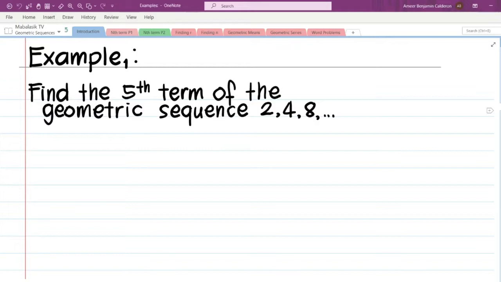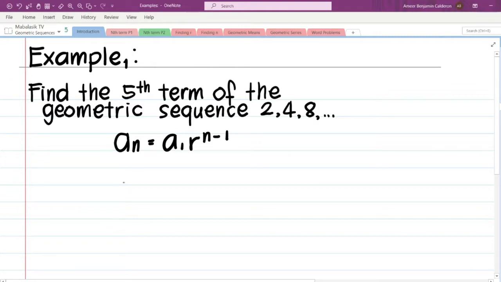Let us find the fifth term of the geometric sequence 2, 4, 8. So let us use our formula. The formula is a sub n equal to a sub 1 times r raised to the n minus 1. Since we are looking for the fifth term, then a sub n is a sub 5. So a sub 5 is equal to a sub 1, the first term of the sequence, and that is 2 times the common ratio.